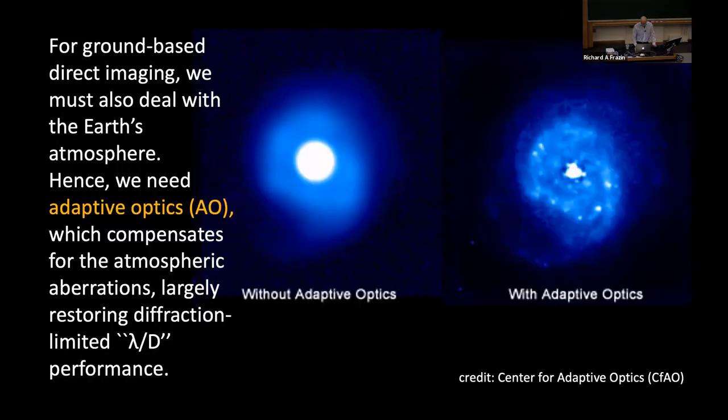So now, of course, on the ground, you not only have the hardware aberrations, but you have the atmosphere to worry about also. And the plan to deal with the atmosphere centers around adaptive optics, or AO.